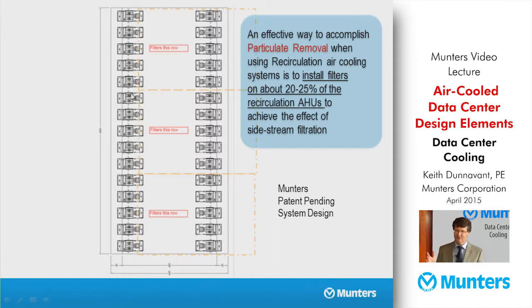A filter is a resistor. It adds pressure drop. It causes the fan power to increase because you have to pull that air through the filter to remove the particulate. So if you can remove that device, then you remove or shunt fan power and allow your data center to run more energy efficiently.